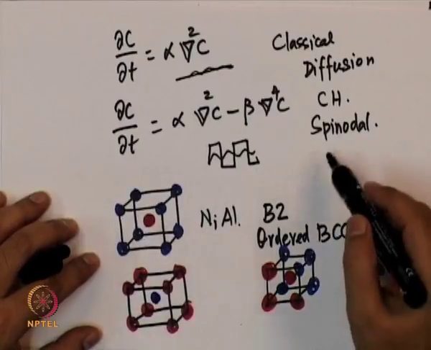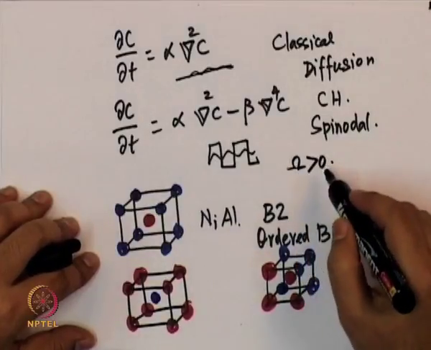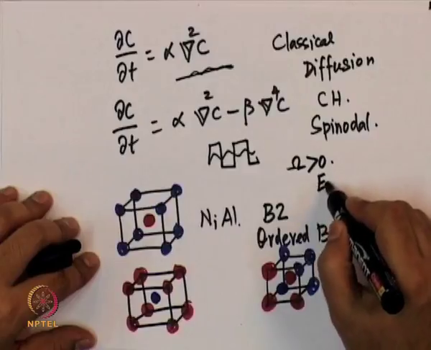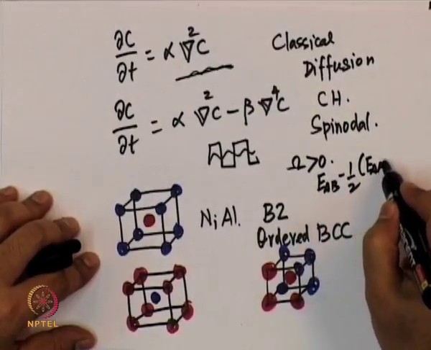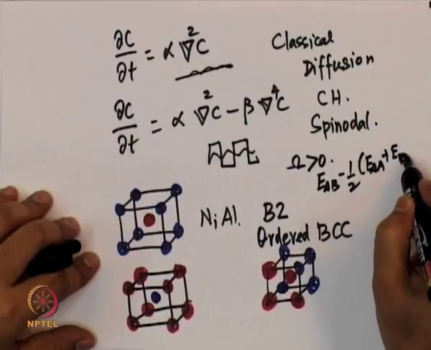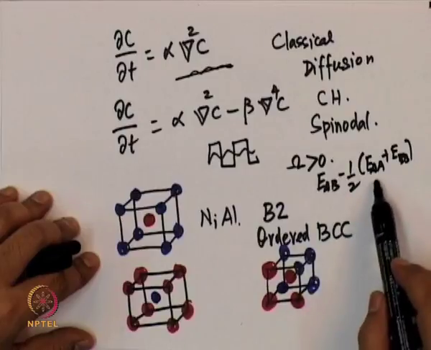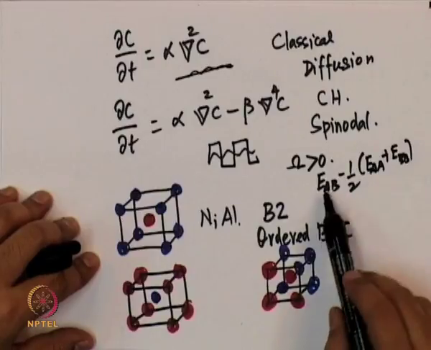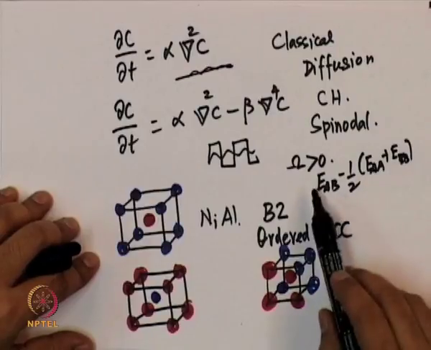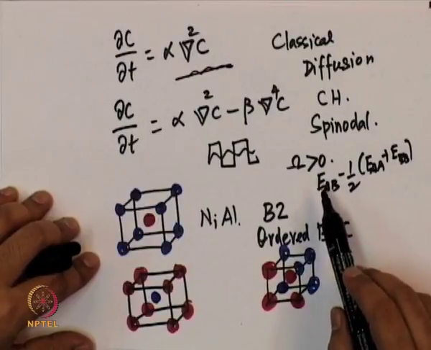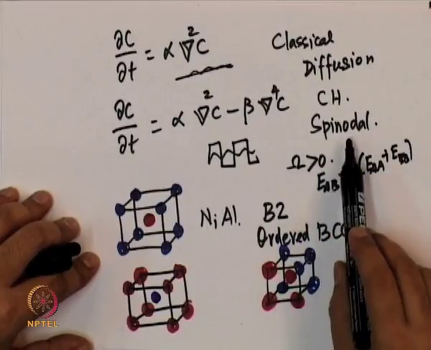Why does that happen? In the case of spinodal decomposition, it happened when omega is greater than 0, and omega is nothing but E_AB minus half of (E_AA plus E_BB). This is positive, meaning that E_AB had higher energy as compared to the average of E_AA and E_BB. So every time you break two AB bonds and instead make an AA and a BB bond, you will gain energy. That is why the system underwent spinodal decomposition.